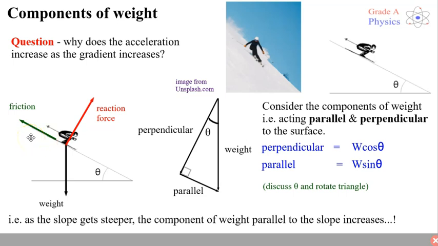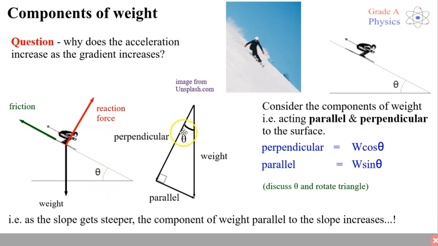What we're going to do here is consider the components of the weight acting parallel and perpendicular to the surface. Okay, so we're going to draw a right angled triangle as shown here. We've got the weight as the hypotenuse. We're going to draw a line here which is perpendicular to the slope, that's at 90 degrees. And the other component is parallel, that's in the same direction up and down as the slope. And this is our right angle over here. So the weight must be the hypotenuse of the triangle. And theta is always going to be the same as the angle of elevation.